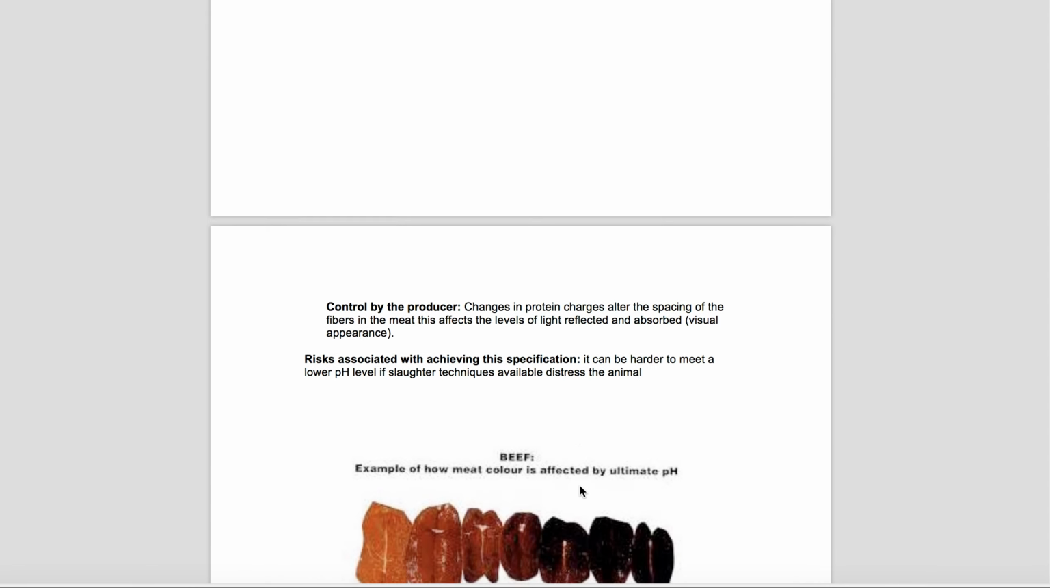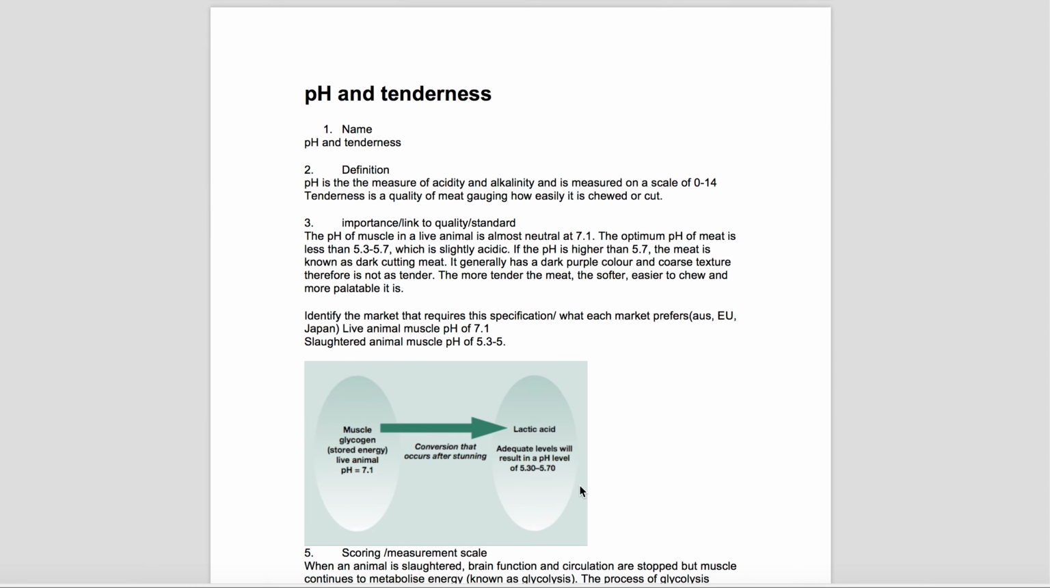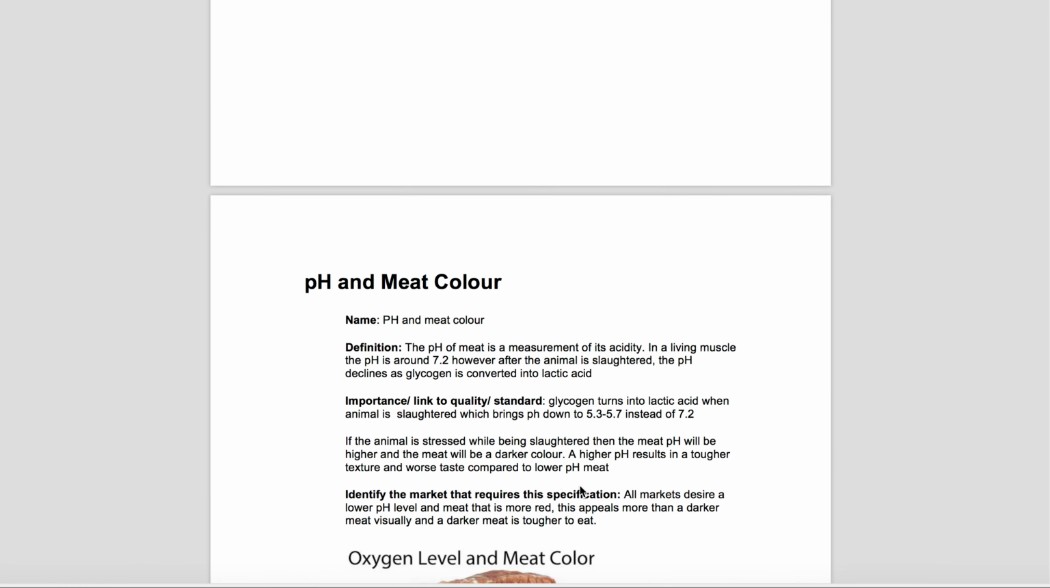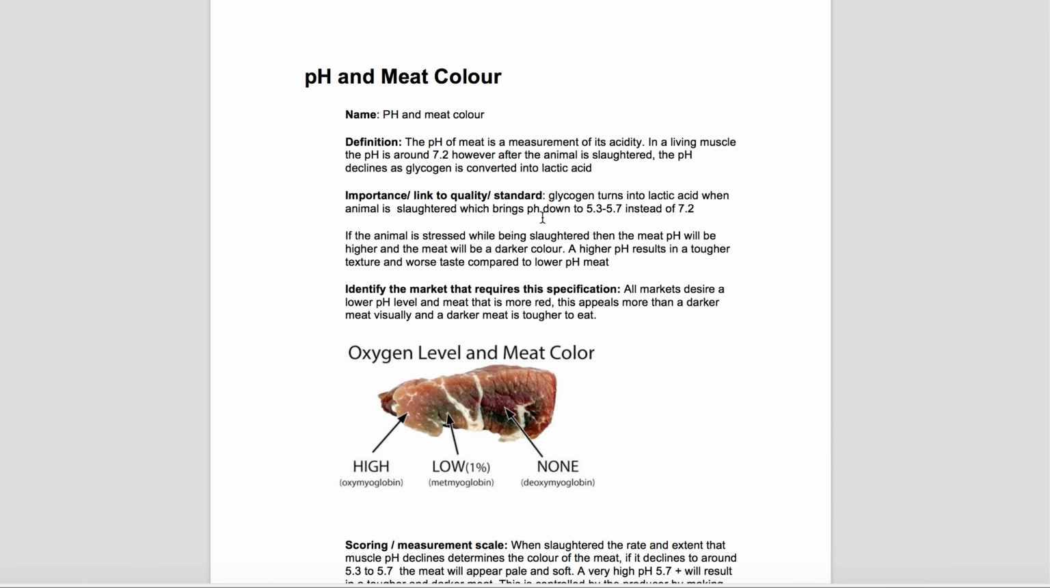pH and meat color. So I'm going to relate these to pH and meat color and pH and tenderness together. Basically, the pH of meat when the animal is slaughtered needs to be between 5.3 and 5.7. If it doesn't get down to that, the meat will be dark and tough. And people obviously don't want dark meat. They like it light, kind of cherry red, and then they don't like it tough either, obviously.